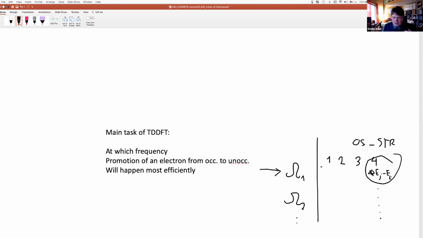But we will discuss in other meetings which approximations make our oscillator strength approaches not ideal, and which good things are done in TDDFT to make this calculation more precise.